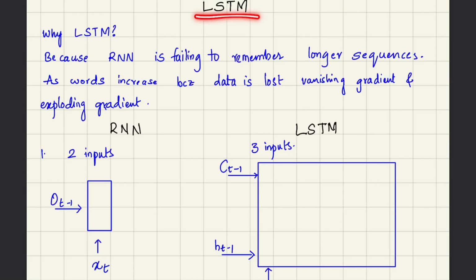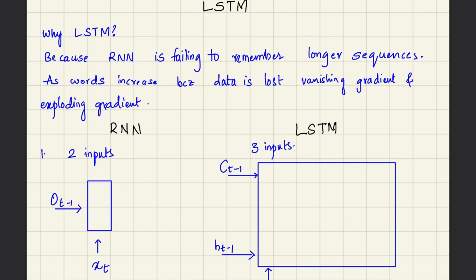Let's revise LSTM. LSTM means long short term memory. L stands for long, S stands for short, TM means term memory. Why do we need LSTMs? Because RNNs are failing to remember longer sequences. As the number of words increases, the data is lost in the vanishing gradient.